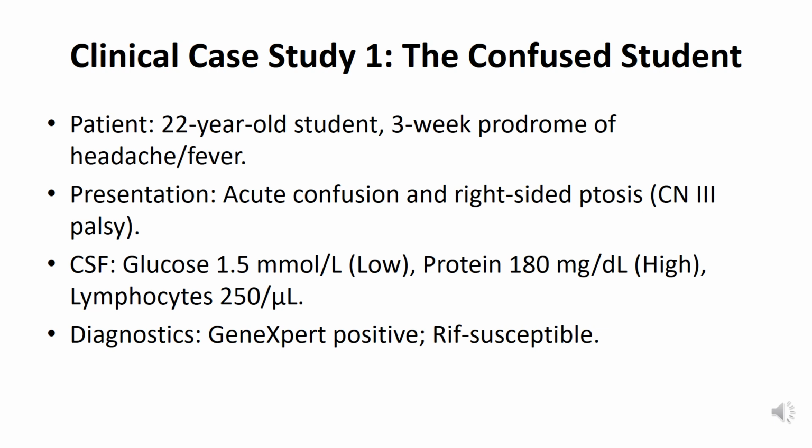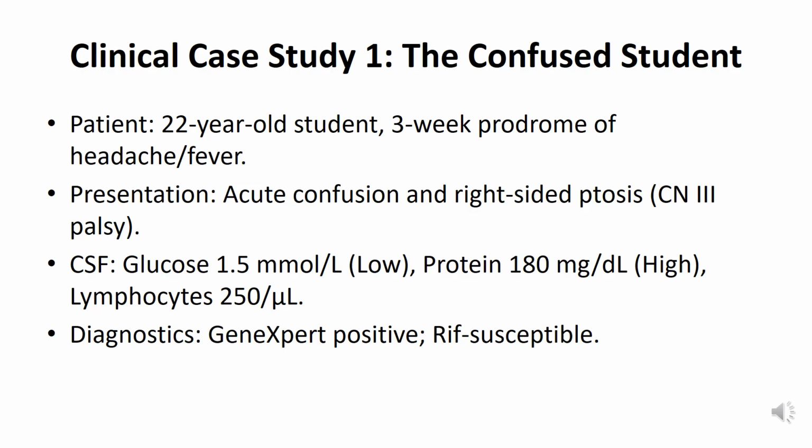This provided rapid confirmation of the infection. Just as importantly, the test showed that the organism was susceptible to rifampicin. This meant that one of the most effective first-line tuberculosis drugs could be used confidently in treatment.